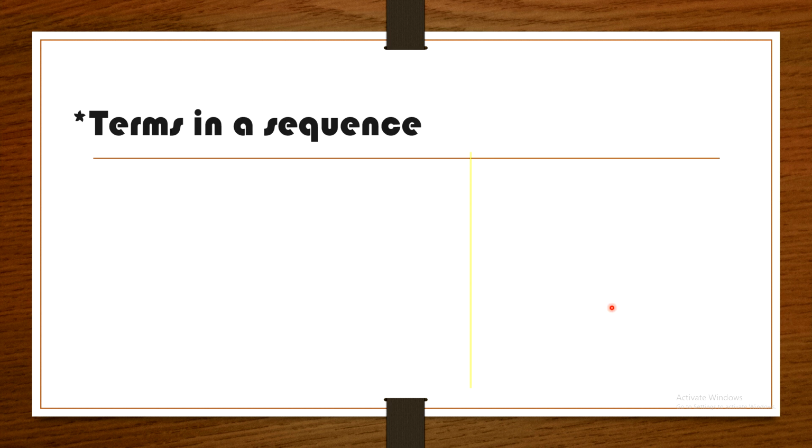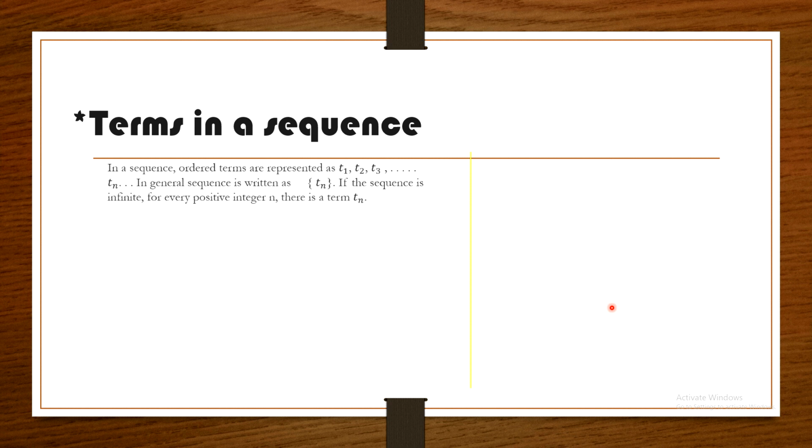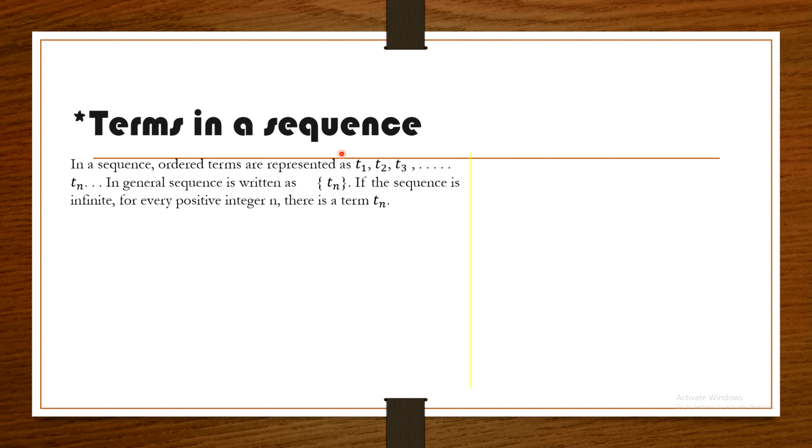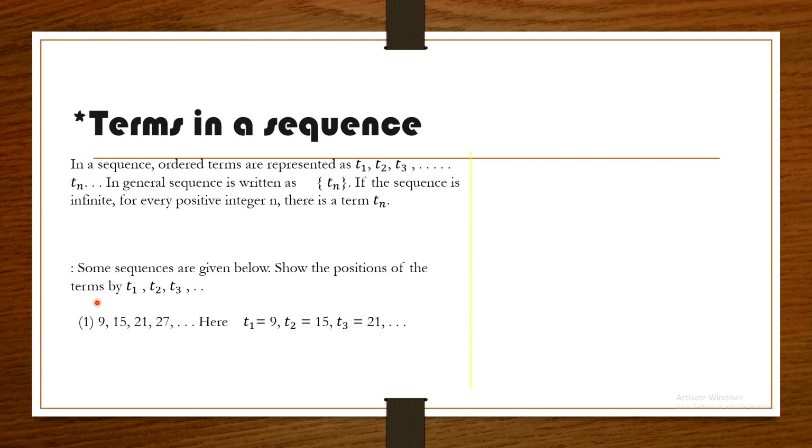Okay, so let's learn how to write the terms in a sequence. In a sequence, ordered terms are represented as T1, T2, T3 and so on, and Tn. Tn is called the nth term of the sequence. Some sequences are given below, showing the positions of the terms T1, T2, T3 and so on. For example, take 9, 15, 21, 27, etc. First term T1 is 9, T2 is 15, T3 is 21, T4 is 27 and so on.